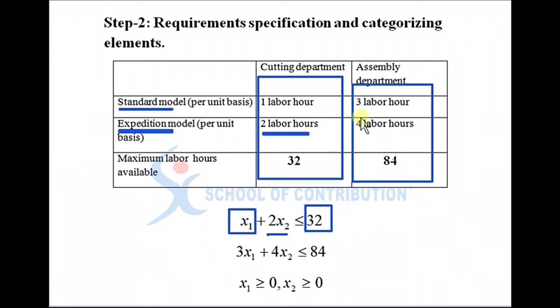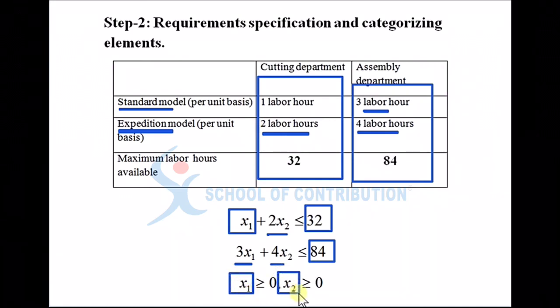That's called the maximum sign. In the case of the assembly department, each standard model requires 3 labor hours, so 3 multiplied by x1. Each expedition model requires 4 labor hours from the assembly department, so 4 multiplied by x2. And this should not exceed the maximum labor hours for the assembly department, which is 84. We also know that the values of x1 and x2 should not be negative. They could be 0 or positive, but not negative.